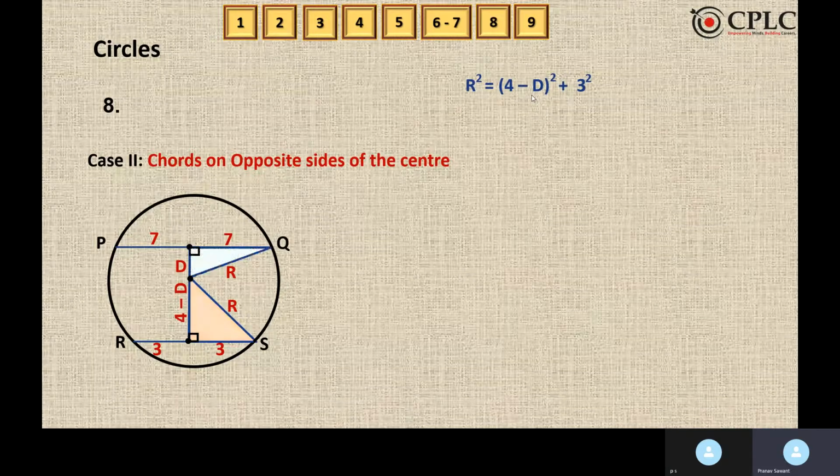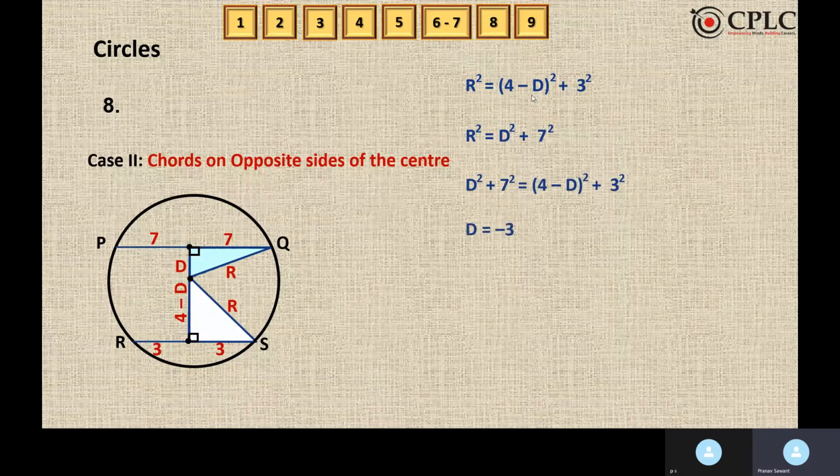Again, by applying Pythagoras theorem, we'll get r square is equal to 4 minus d the whole square plus 3 square, and r square is equal to d square plus 7 square. By equating these two, we'll get the value of d as minus 3, but d cannot be negative. If it cannot be negative, that means this case is going to be eliminated. Hence, option 2, square root of 58, is the final answer.